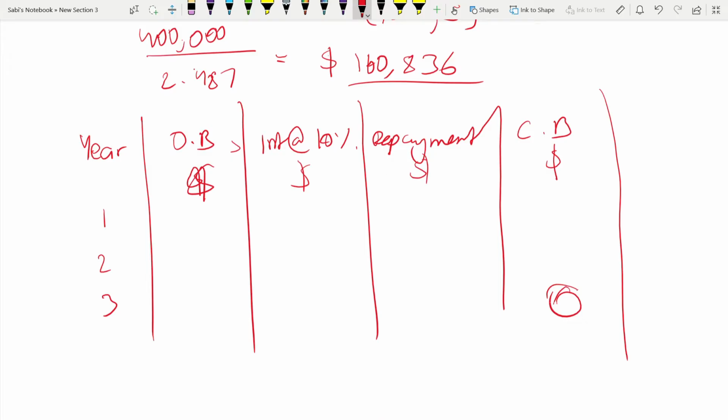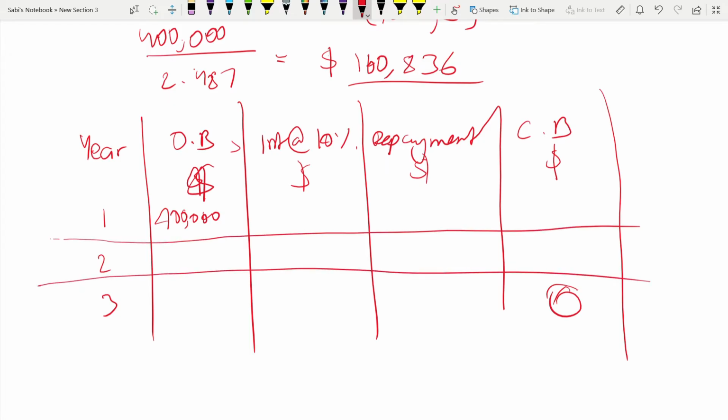We'll see how. First, we have to start with 400,000. This is the opening balance. Remember, when you are doing this, you cannot do it like this. You have to do it like this. Horizontally, it needs to be done. You cannot do it downwards.